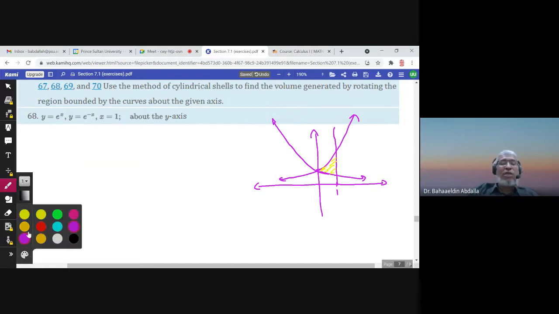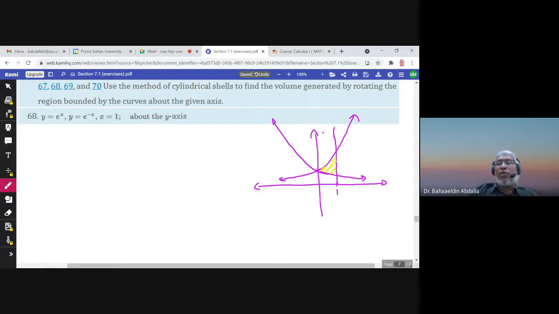We need to rotate this region about the y-axis. I should notice that this curve is above this curve. So y equals e^x is above y equals e^(-x) in all the region. So I need to take here a rectangle which is vertical.